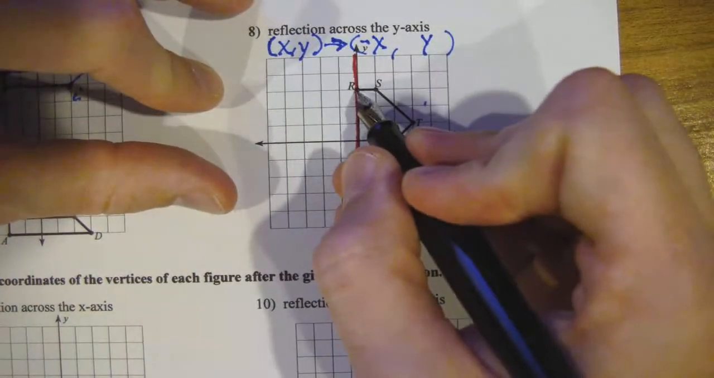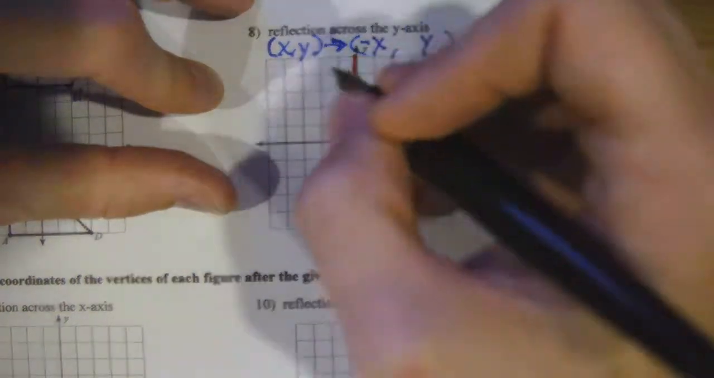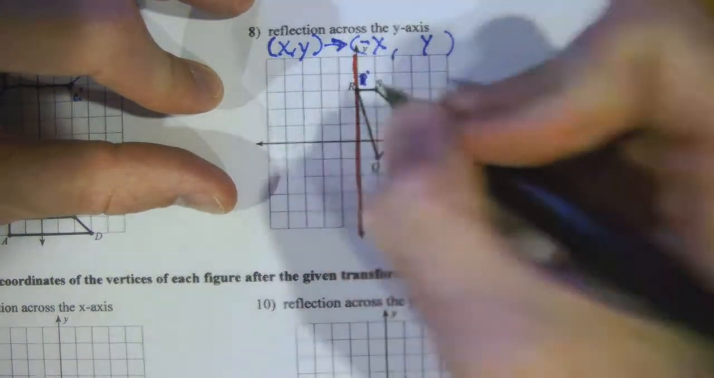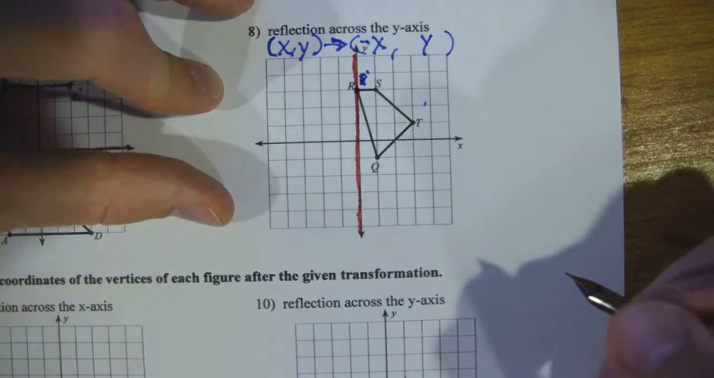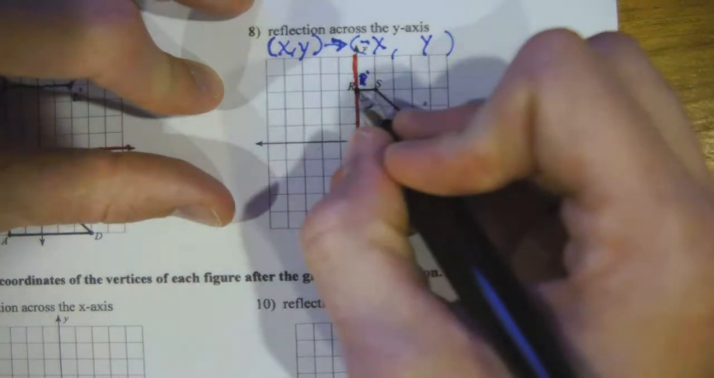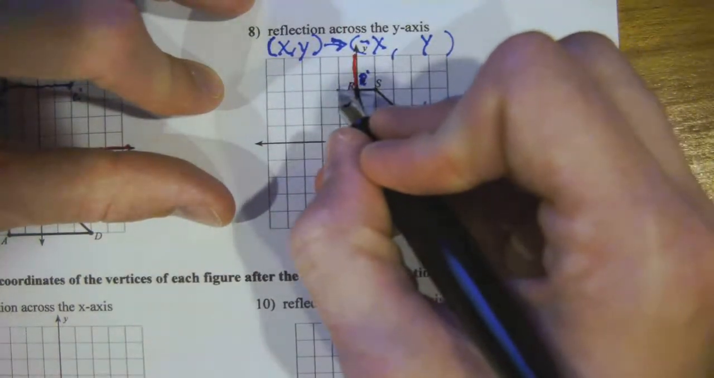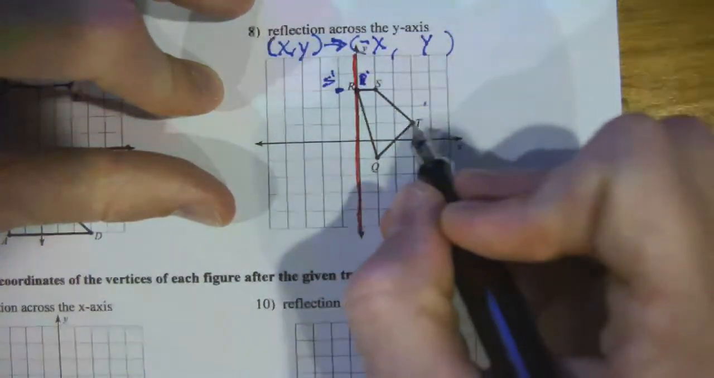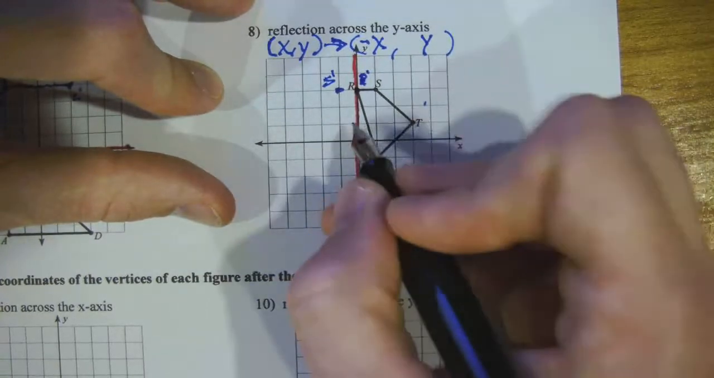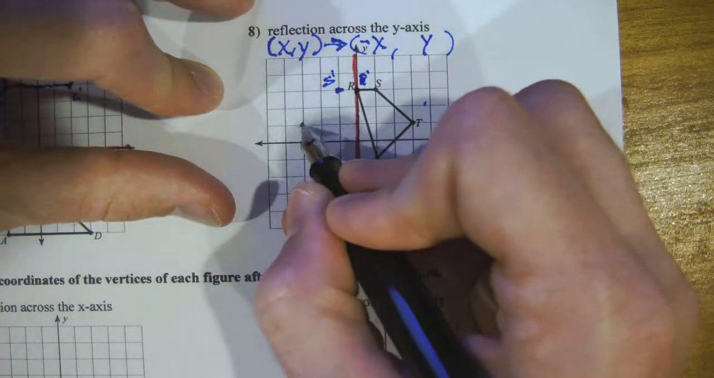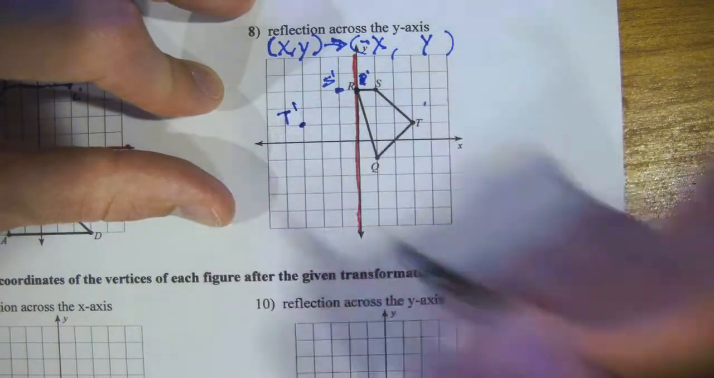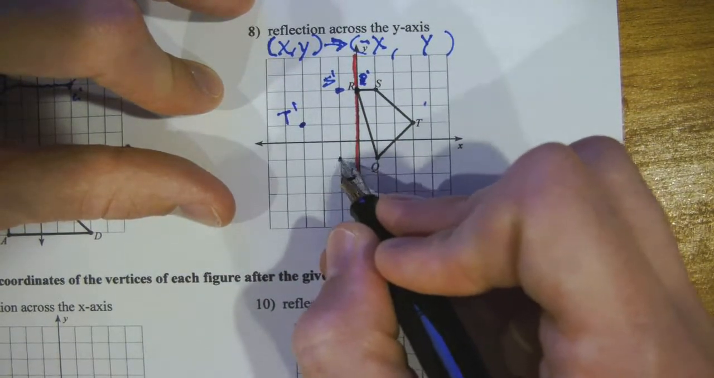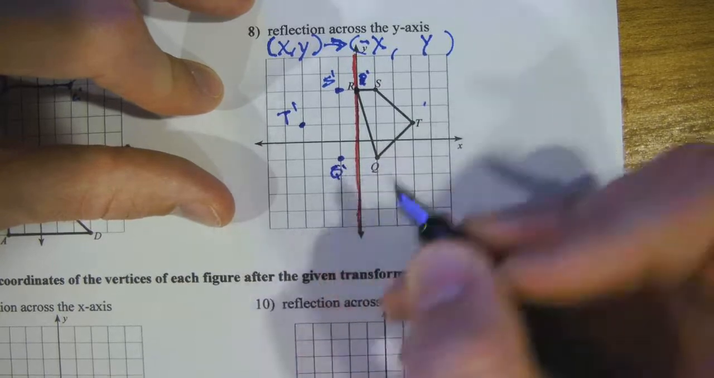So R, notice, is right on the line there. So that means R prime is going to be in the exact same spot. So these 2 points share one location, and that's fine. Let's take a look. S is 1 box away, so I'm going to go 1 box here to the left as opposed to the right. And there's S prime. Notice T is 1, 2, 3 boxes on the right, so we're going to go 1, 2, 3 boxes on the left. So there's T prime. And then Q is 1 box on the right, so we're going to go 1 box to the left. Q prime.